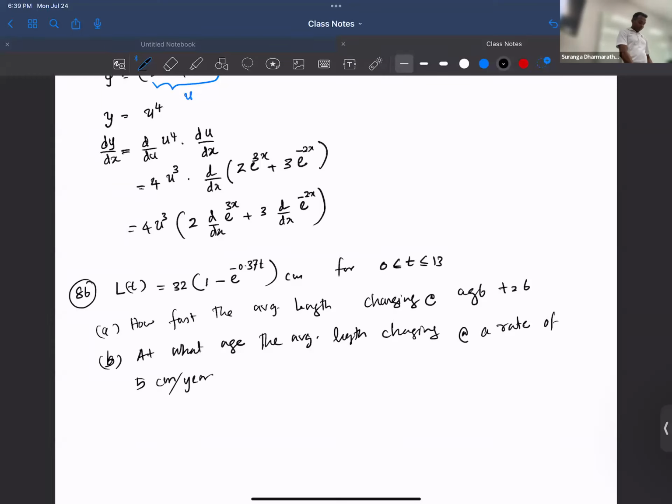Okay. So how fast it's changing, what does it ask you to find mathematically? It asks you to find the rate of change, right? Rate of change at a point. What does it mean in terms of mathematics?